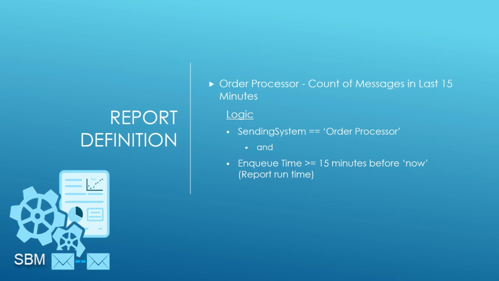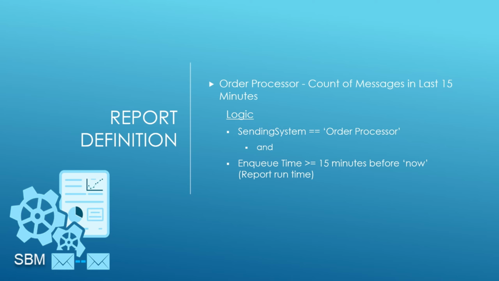To begin, let's create a report which is designed to detect the count of messages we are receiving on a given service bus queue from the order processor system. For this example, let's assert that the sender sets a custom property on each message called sending system, and the system we wish to inspect is order processor. Further, we will express that we only want to count messages which have been enqueued in the most recent 15 minutes. This gives us a liveness check and ensures we don't arrive at an incorrect conclusion based on possibly old and stale messages.